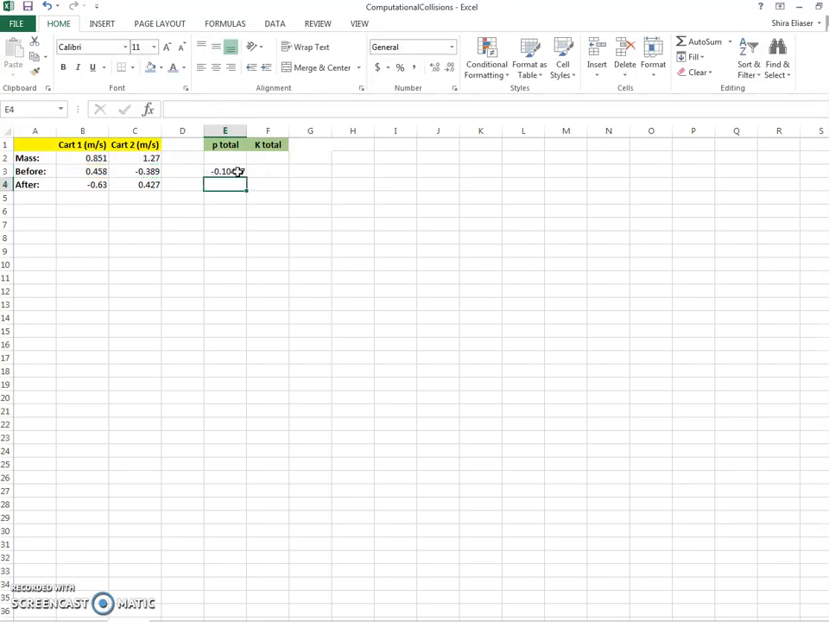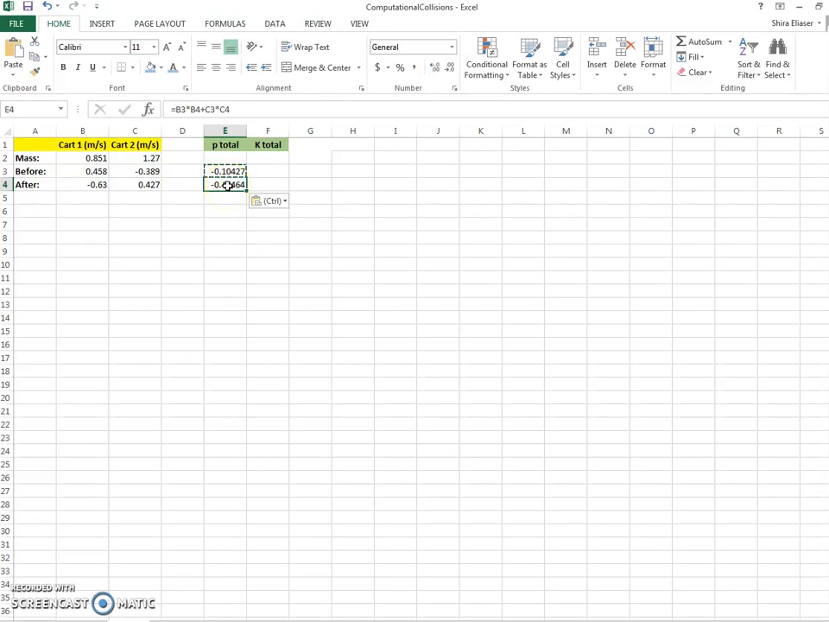There, total momentum. It would be very nice if we could copy this formula, total momentum, and paste it here, total momentum before, total momentum after. Alas, if we do that the exact way we have typed, it will not work. Let's proofread and see why. Second lesson in computational physics.